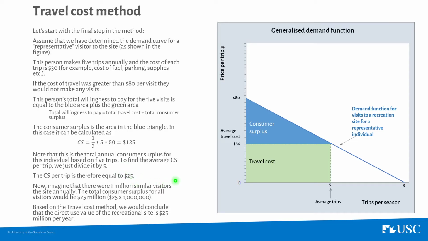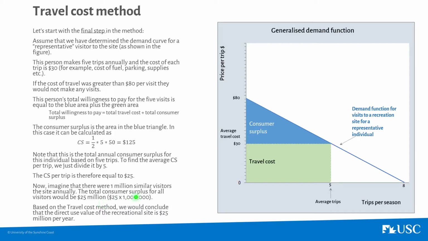And so we can use that figure then, if this person is representative of all of the people visiting this particular beach. Let's imagine that there were 1 million similar visitors to this site annually. Well, now we could say, 1 million similar visitors, each of which is obtaining this consumer surplus of $25 per trip, gives us a total of $25 million. So that $25 times 1 million, 25 million.